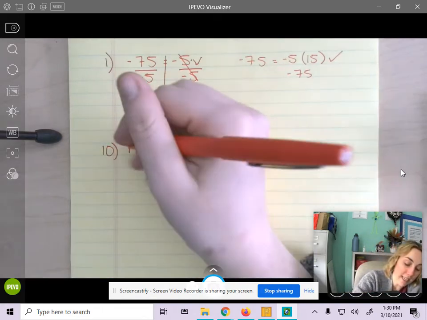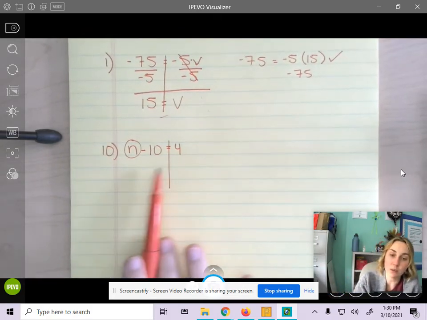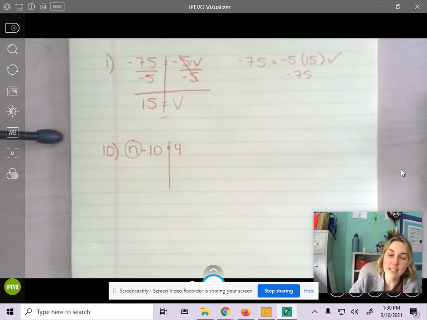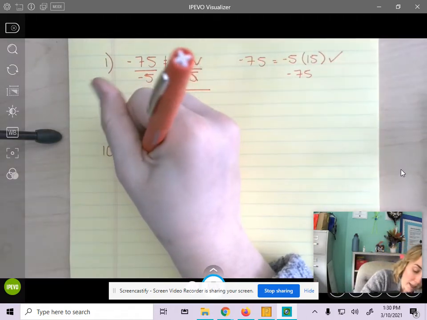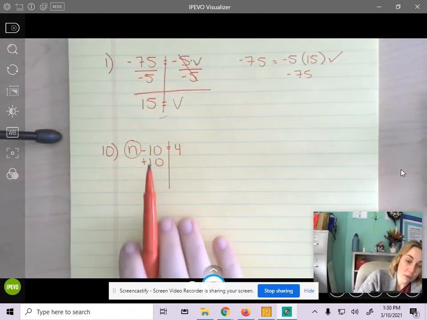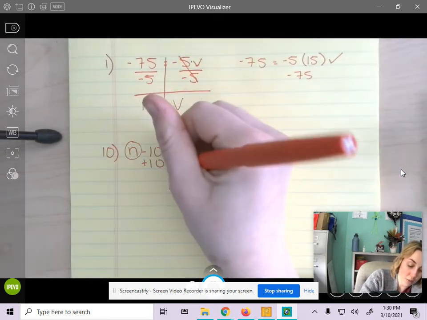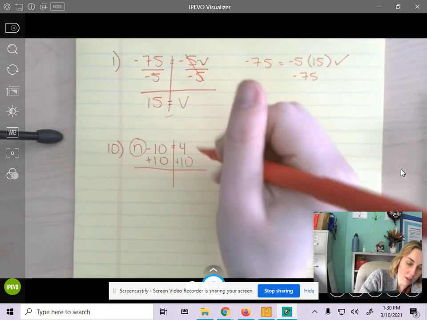Again, we want to get n isolated, by itself on this side of the equal sign. That means we need to get rid of this -10. So this is n subtracted by 10. The opposite of subtracting 10 is to add 10. Remember, if we do it on one side of the balance beam, we have to do the exact same thing to the other side as well.